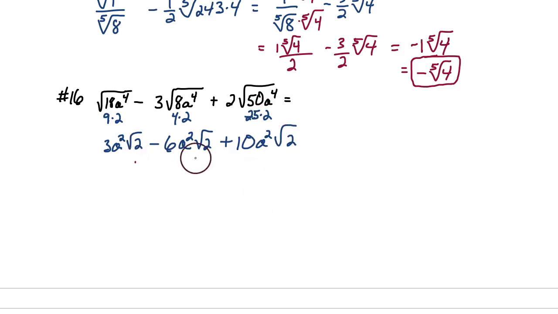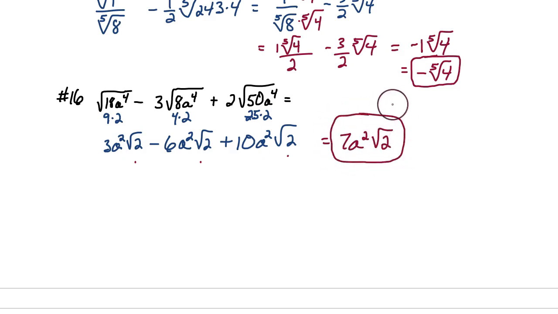Notice we have like radicals. They all have the square root of 2, so we can combine like terms. 3a squared minus 6a squared is negative 3a squared, and negative 3a squared plus 10a squared is 7a squared. And remember, they all have the square root of 2 by them. So here's our simplified form.